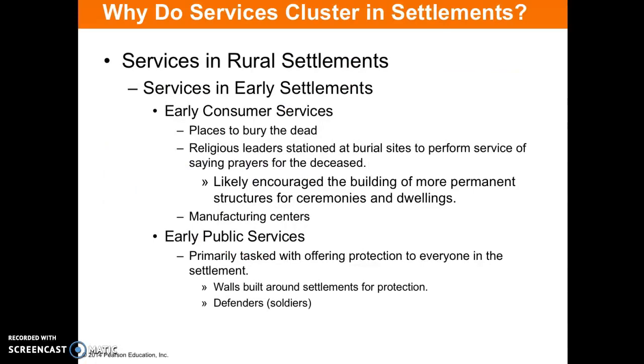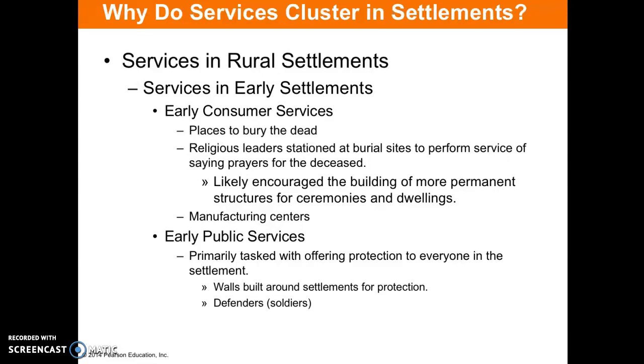In early settlements, what kind of consumer services did we have? We had to have places to bury the dead. And we had religious leaders stationed at burial sites to perform the service of saying prayers for the deceased. These were likely to encourage the building of more permanent structures for ceremonies and dwellings.